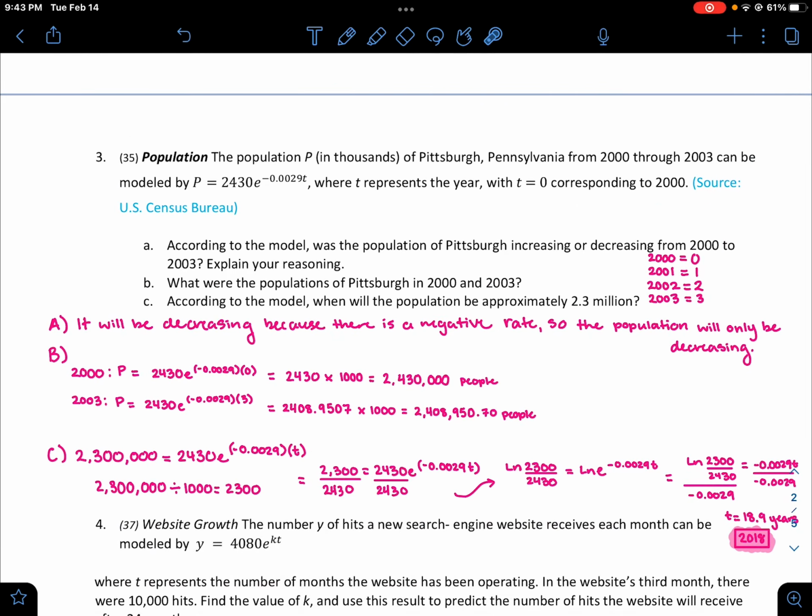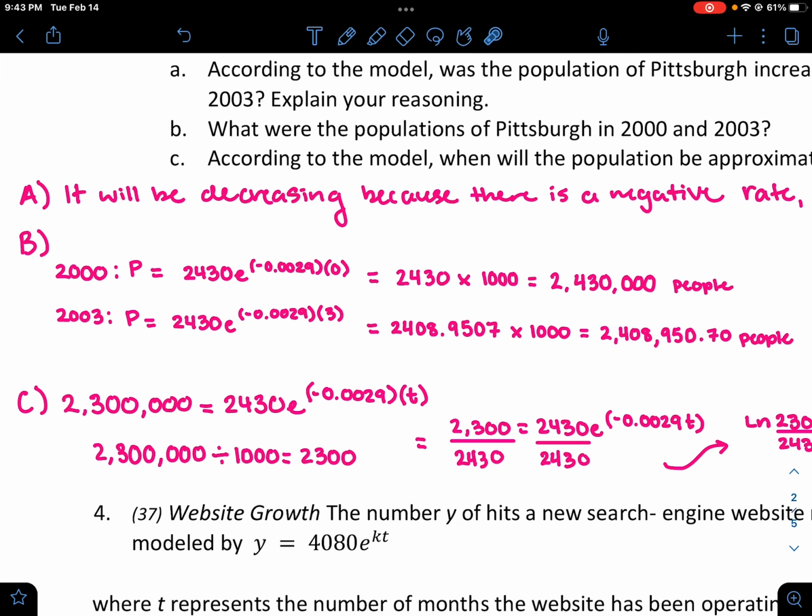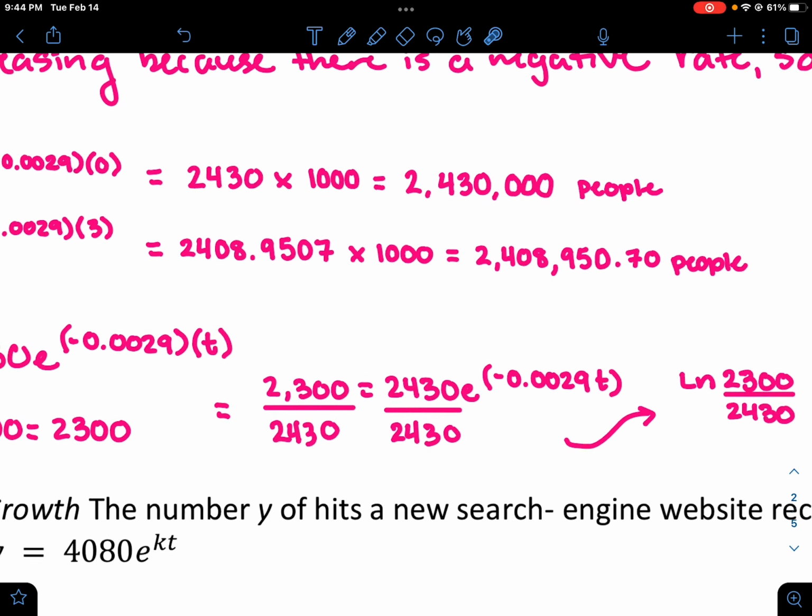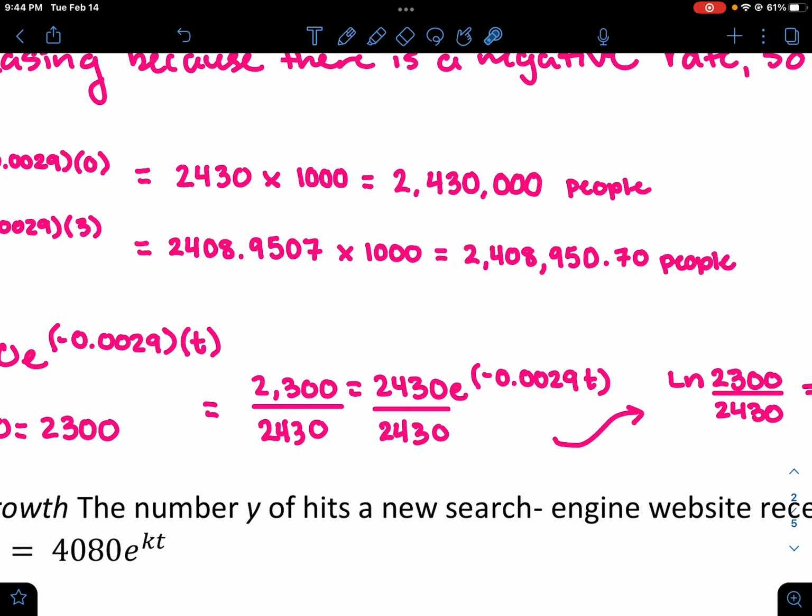So then for C, we'll be using the same equation, but now it's reversed since we're trying to solve for t, since they already give us the population. When will the population be approximately 2.3 million? So basically we're doing the same thing except some steps are going to be reversed. We're going to start off with P now being 2.3 million and our t is unknown. So we're going to plug in 2.3 million divided by 1,000 since it's now reversed, which will make it 2,300. So we're going to put that in our equation here.